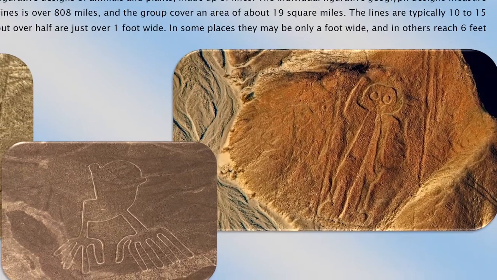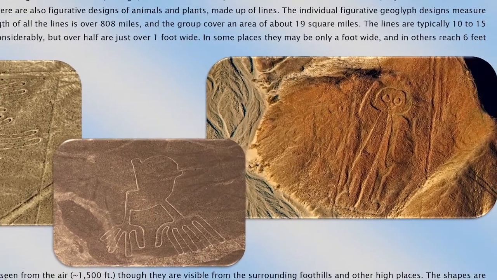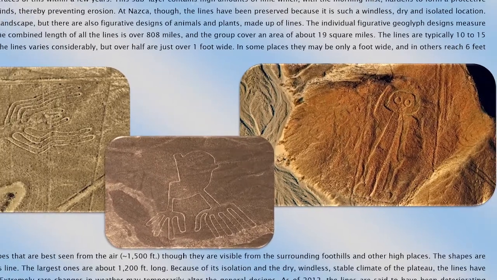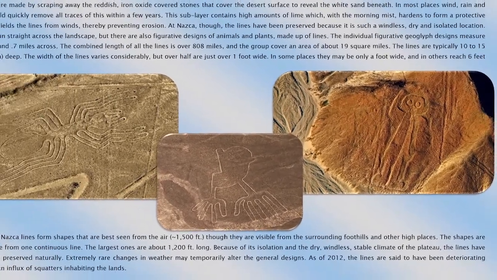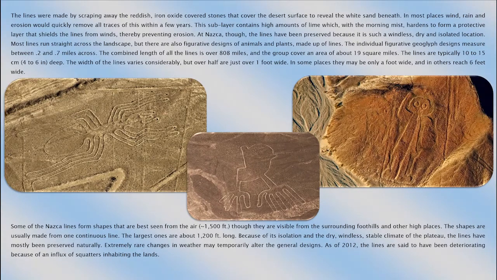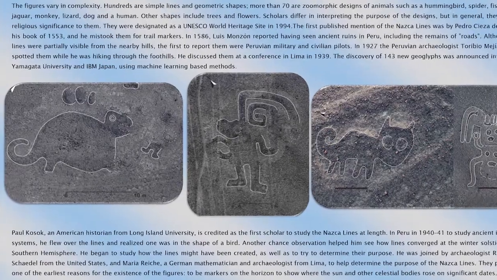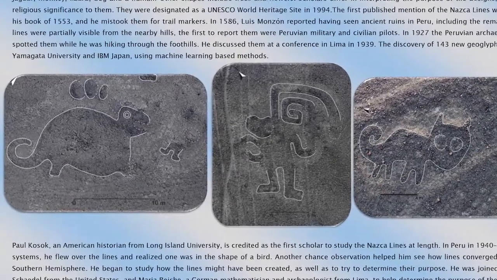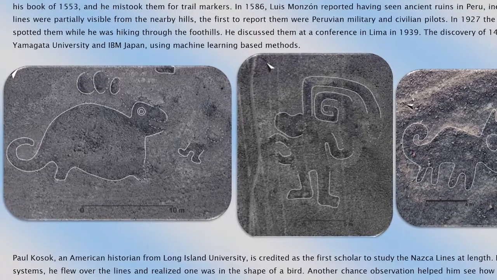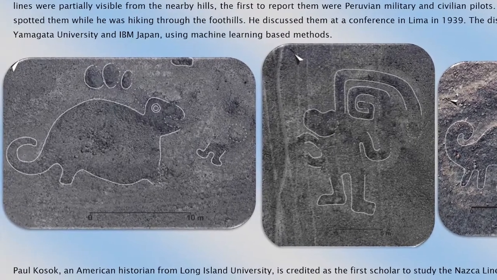Because of its isolation and the dry, windless, stable climate of the plateau, the lines have mostly been preserved naturally. Extremely rare changes in weather may temporarily alter the general designs. As of 2012, the lines are said to have been deteriorating because of an influx of squatters inhabiting the lands. The figures vary in complexity. Hundreds are simple lines and geometric shapes. More than 70 are zoomorphic designs of animals such as hummingbirds, spiders, fish, llama, jaguar, monkey, lizard, dog, and a human. Other shapes include trees and flowers.